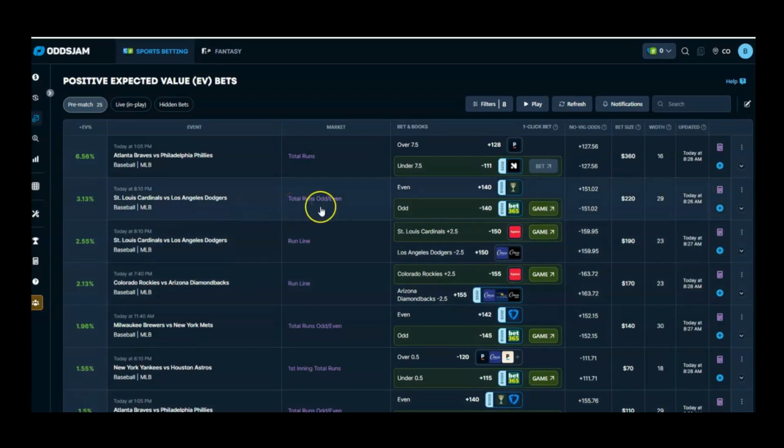All right, so on to the next one. I'm really not interested in the total runs, odd or even. Pass. Odd is minus 140. Probably a good bet.